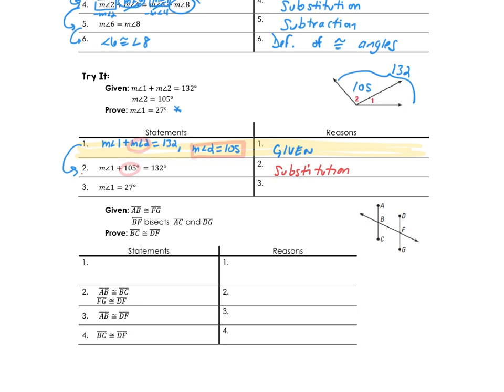Okay, next, going from line 2 to line 3, notice what happens is that we subtract 105 from both sides. And 132 minus 105 is indeed 27 degrees. So our last reason would be subtraction.